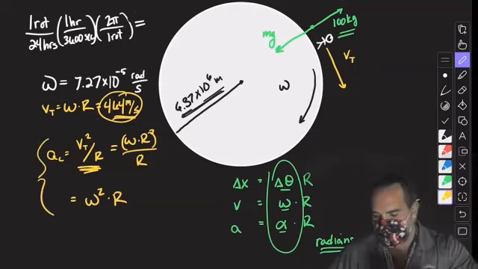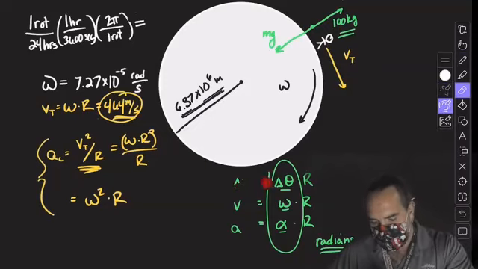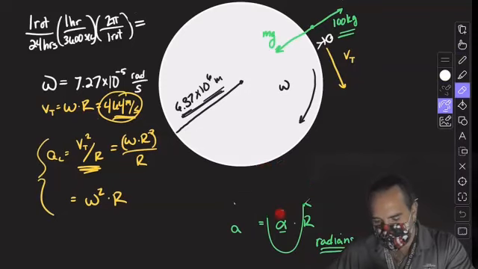I would like the centripetal acceleration of a human standing on the equator. 60 seconds should be enough time for you to figure that out.